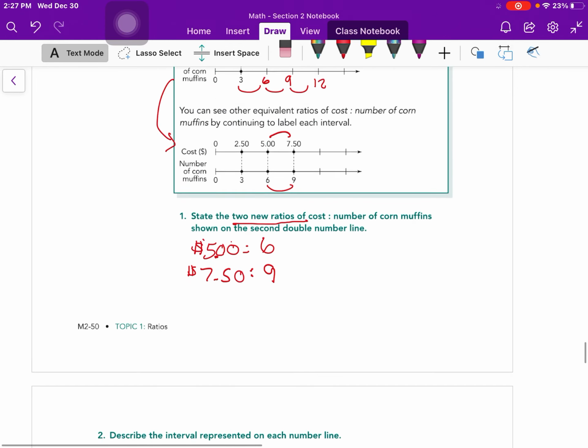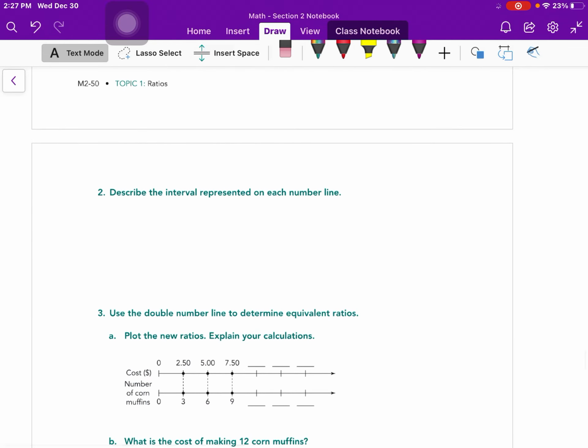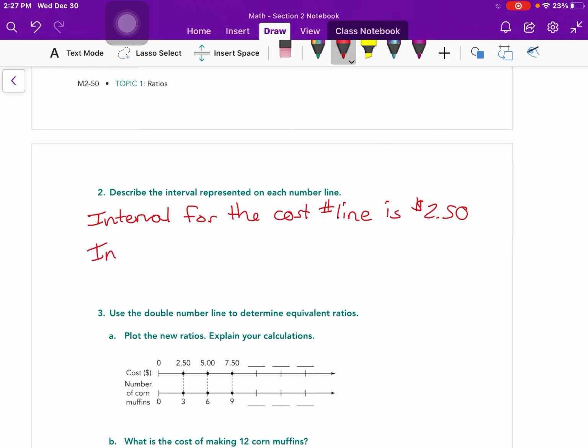And describe the interval represented on each number line. Each interval, each space between here and here and between here and here. Okay? Well, I know the interval, let's write the interval for the cost number line is $2.50 because we're adding $2.50 each time. The, excuse me, interval for the corn muffins is 3 muffins. So each tick mark was 3 muffins.